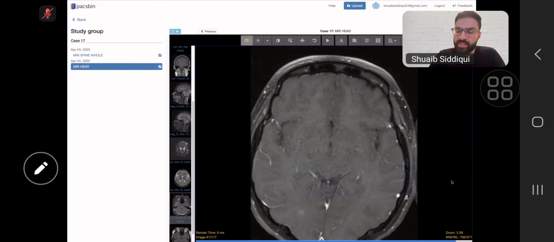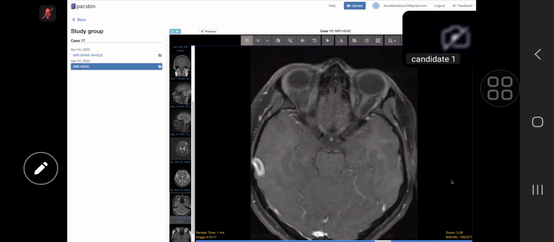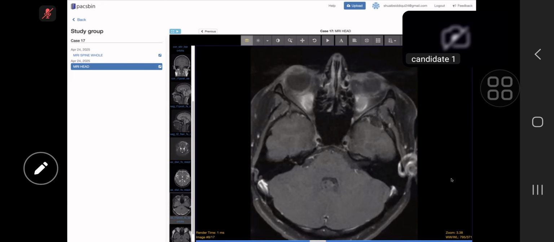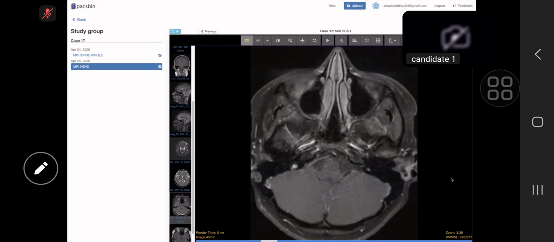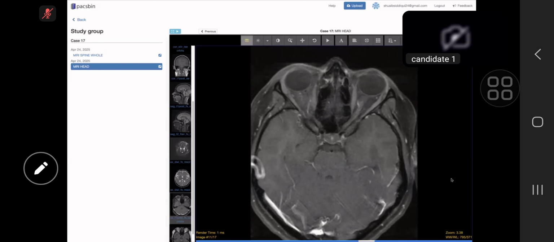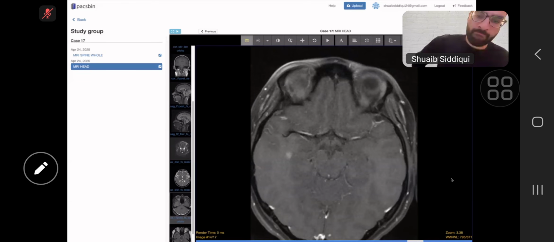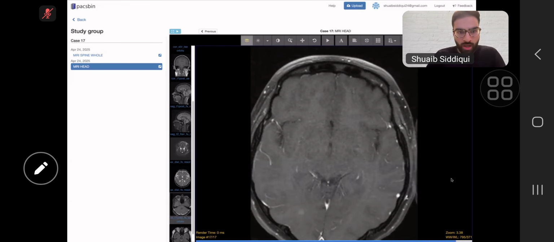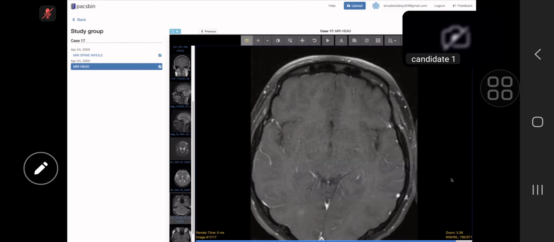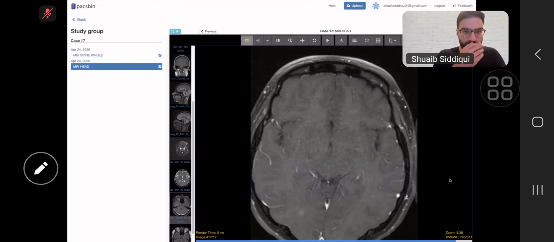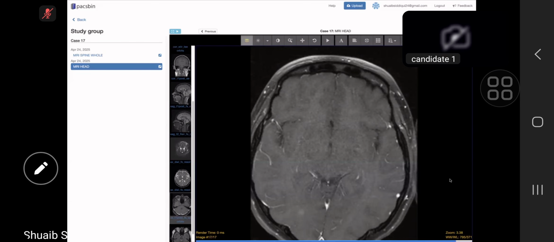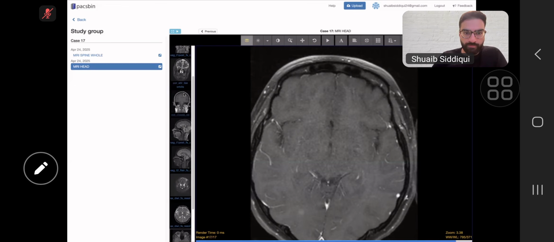Is there anything else you'd like a scan of? I would like to see the orbital nerves as well to see that there is no associated optic neuritis. What sequence would you like? I have T2 coronal fat sat, 3 mm. I think we've got a coronal STIR of the orbits at the top. Yeah, so if you open that up, coronal STIR, this one.